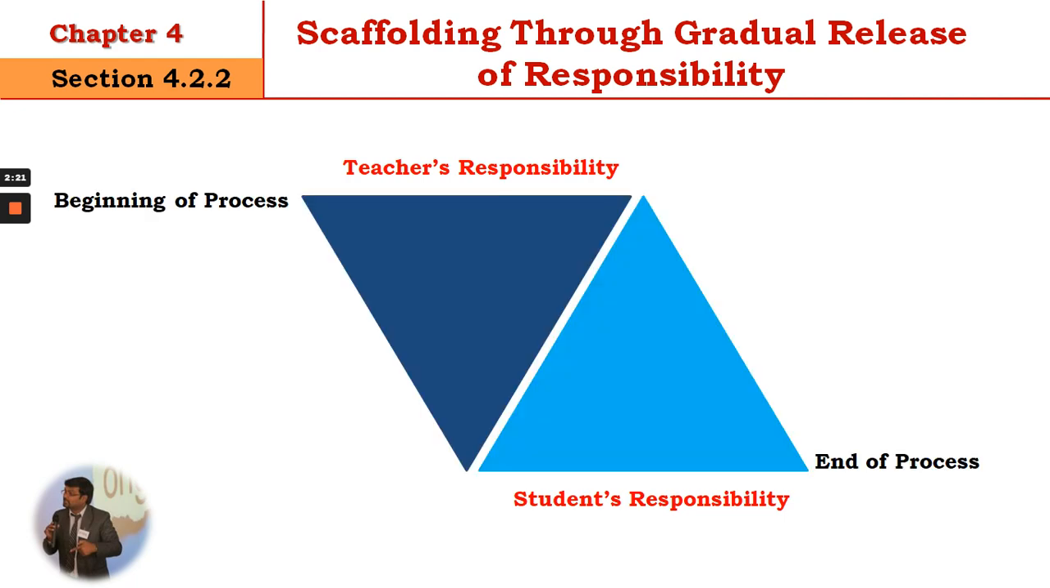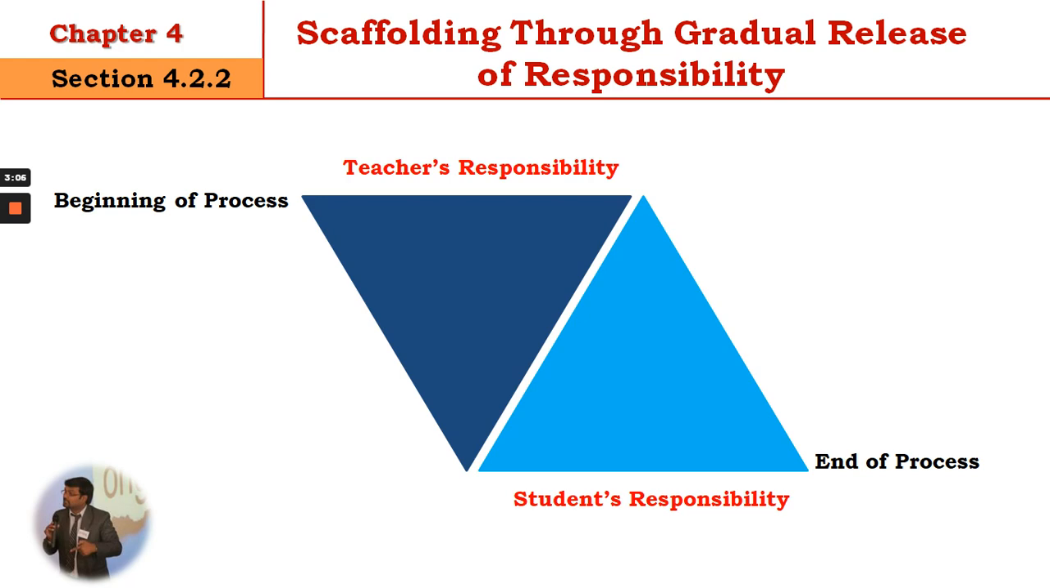To understand this, every activity, every process, every program, every course, every teaching has a beginning and an end. So on the top left, you can see the beginning of the process, and at the bottom right, you could see the end of the process. When we see the beginning of the process, the teacher's responsibility is shown with the help of the inverted dark blue pyramid, and the light shaded, the normal pyramid, shows the student's responsibility.